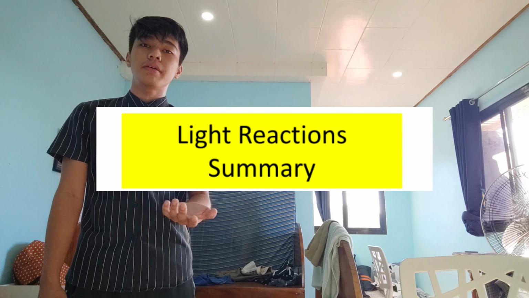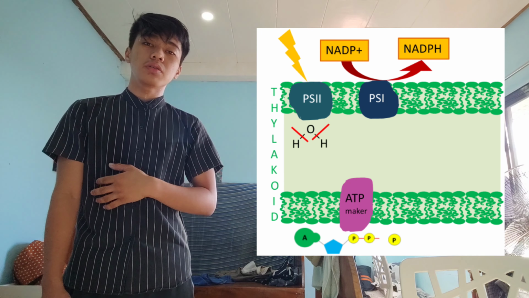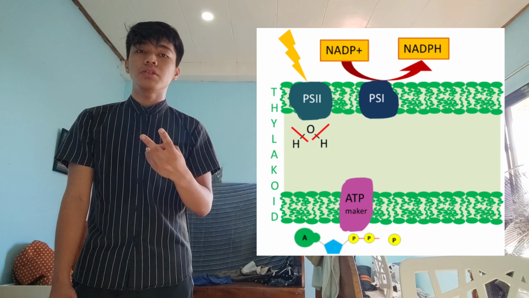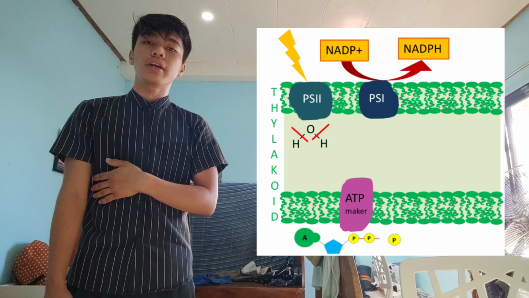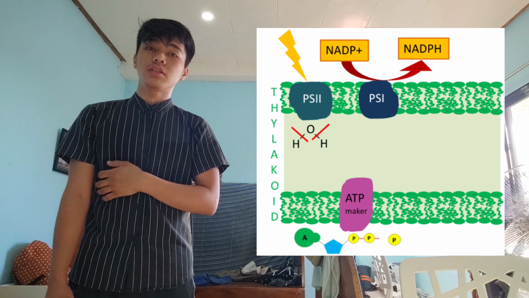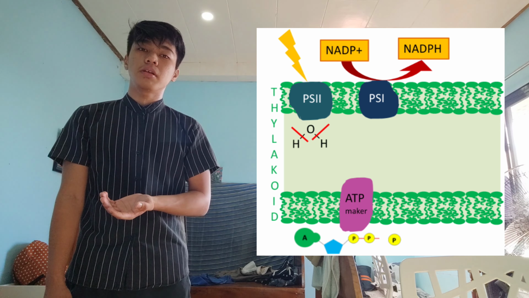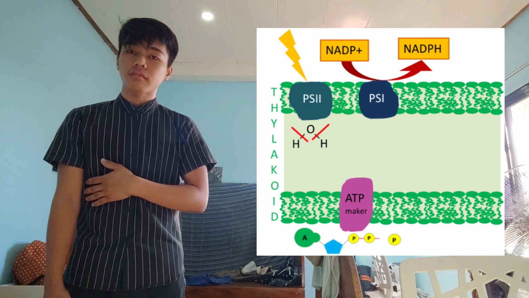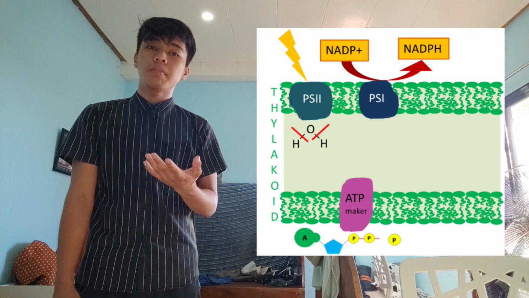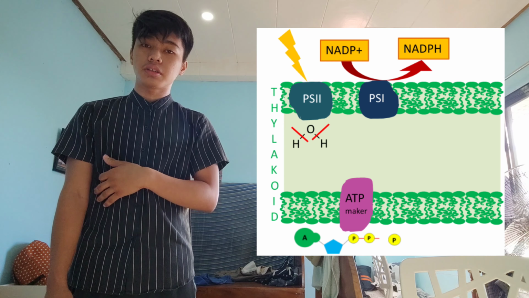Let's have a summary of light reactions. So, photons are absorbed by the pigments to power photosystem 1 and photosystem 2. Photosystem 2 splits water molecules into two protons, and oxygen atoms are expelled as O2 gas through the stomata. Protons cross the thylakoid membrane and power protein complex ATP synthase to make ATP. NADP+ is powered up by photosystem 1 to make NADPH to be used in the dark reactions.